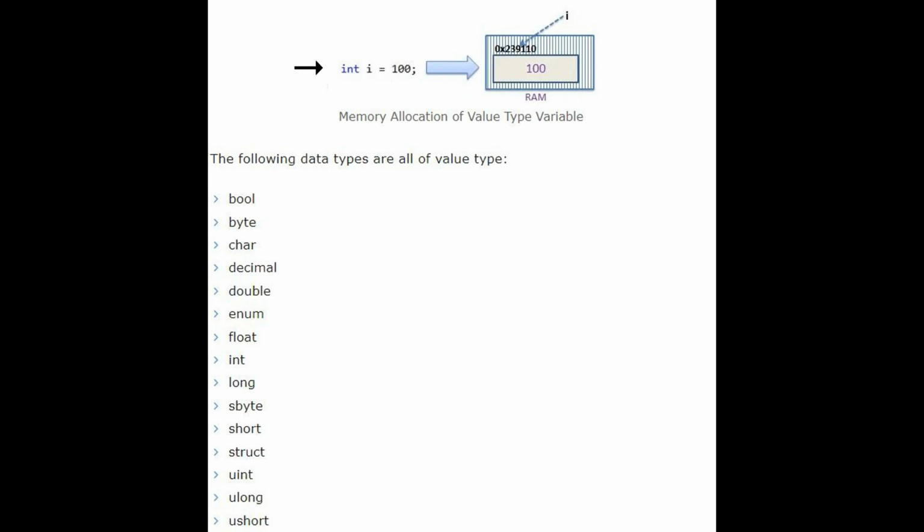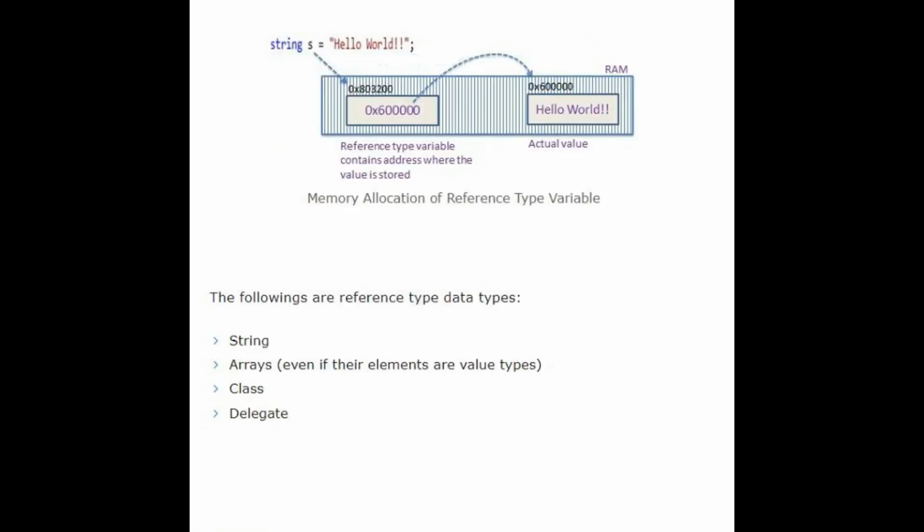So in this diagram here we have a variable called i, and that is of type integer, and we're assigning the value 100 to i, and in memory i will actually contain the value 100, so the memory allocated for this variable i will actually contain the value 100.